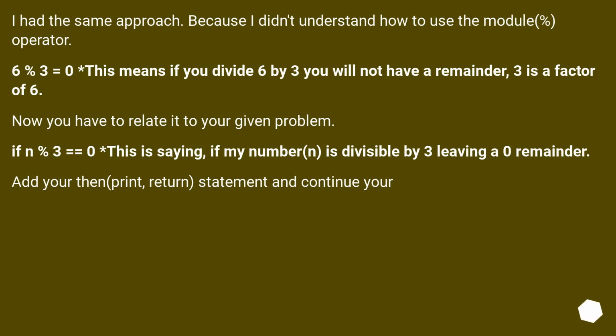Now you have to relate it to your given problem. If n%3 == 0, this is saying, if my number n is divisible by 3, leaving a 0 remainder. Add your print or return statement and continue your loop.